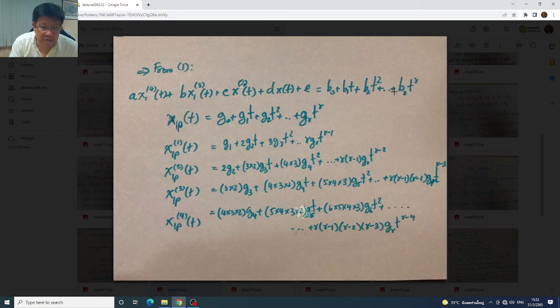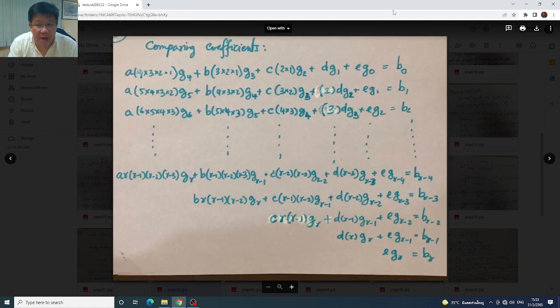For each b sub 0 can be compared one by one with this one. But with this one, you have to know that x1 pt is multiplied by e. This one is the zero order multiplied by e, first order multiplied by d, second order multiplied by c, third order multiplied by b, and fourth order multiplied by a. With this concept, how can you compare it?